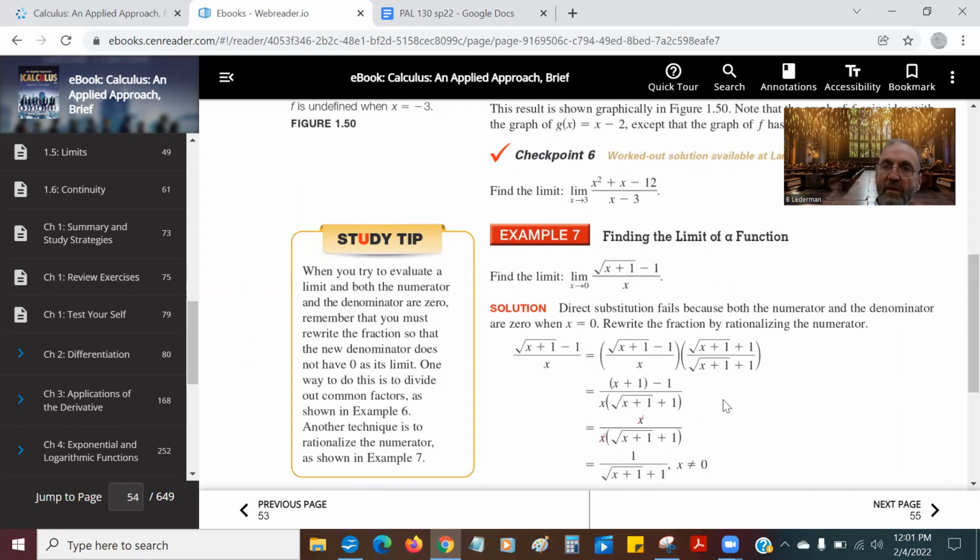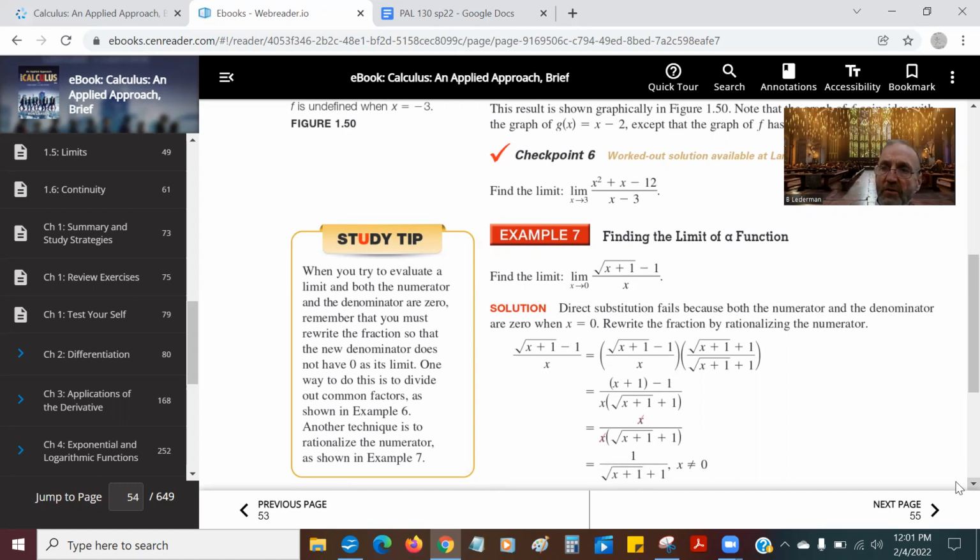But now x plus 1 minus 1, the plus and minus 1 cancel, so I just have plain x. And now that plain x cancels with the x that's down on the bottom. I'm left with 1 over rad x plus 1 plus 1.